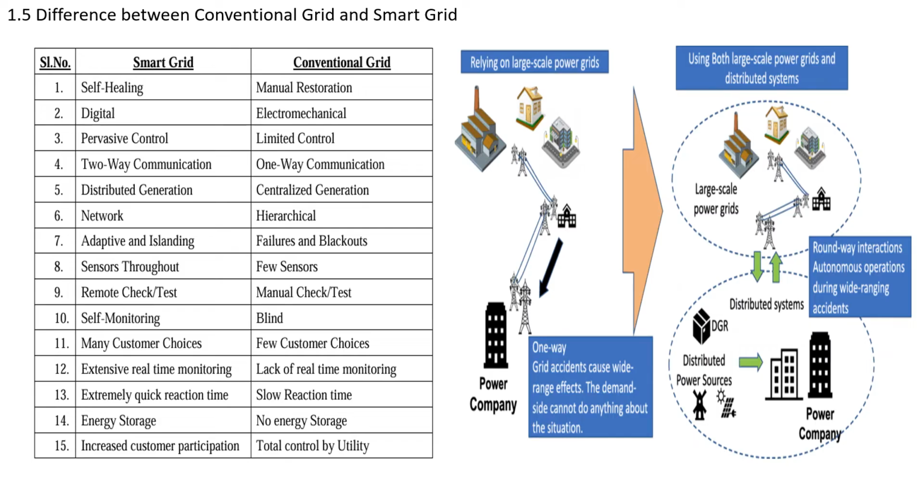In the conventional grid, there is no monitoring, and in the smart grid, it is self monitoring. In the conventional grid, there is no real-time monitoring. In the smart grid, it has real-time monitoring. In the conventional grid, mostly we use electromechanical relays. The reaction time is very slow, whereas in the smart grid, everything is digital, so the reaction time is very quick. In the conventional grid, we cannot integrate energy storage, and in the smart grid, we can integrate energy storage. So these are the main differences between the conventional grid and the smart grid.